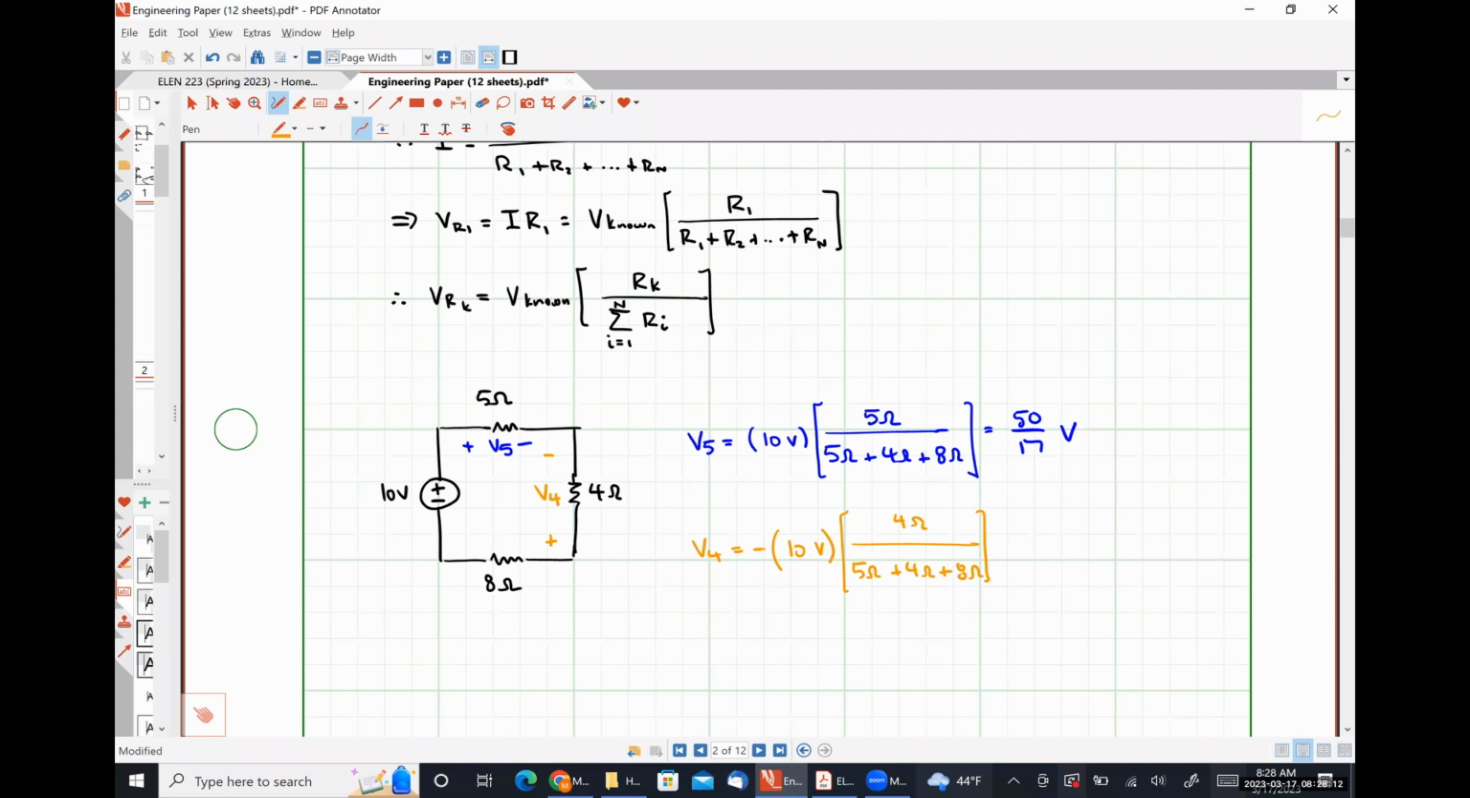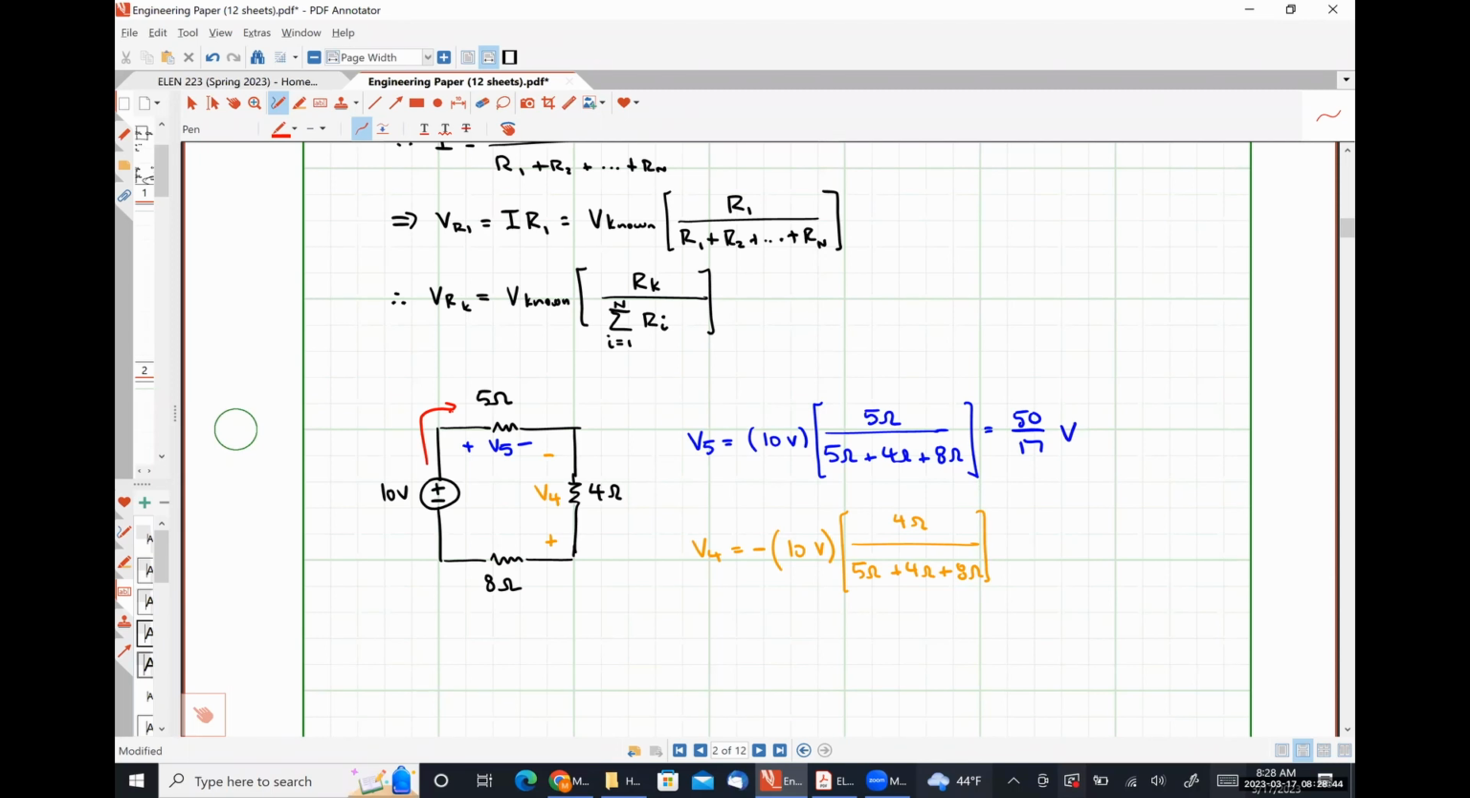Because the polarity is opposite what we would expect. So think about it from this perspective. In this case, we know that our known voltage is the thing that's supplying power to this resistor network, right? So when we calculated V5, the current was flowing into the positive polarity terminal, so we had a positive sign. When we're calculating V4, the current's flowing into the negative polarity terminal, so we need a negative sign. That's how voltage division works because that's how Ohm's law works.